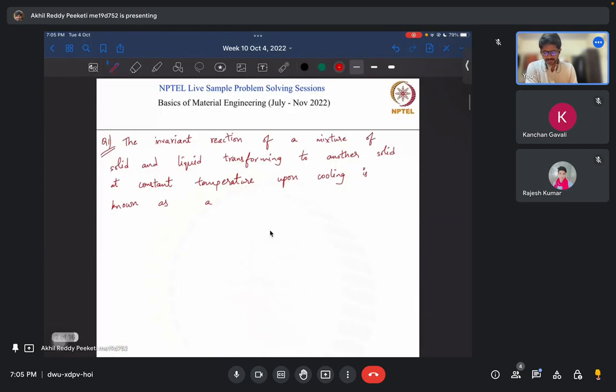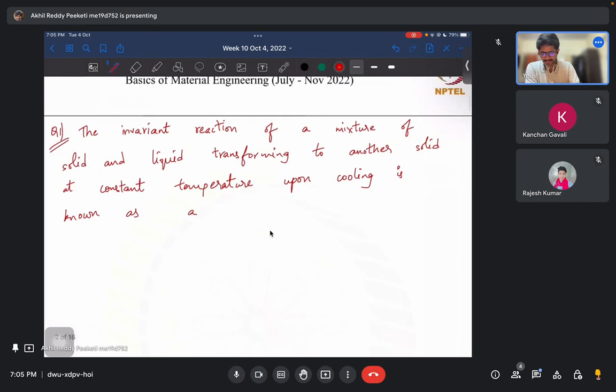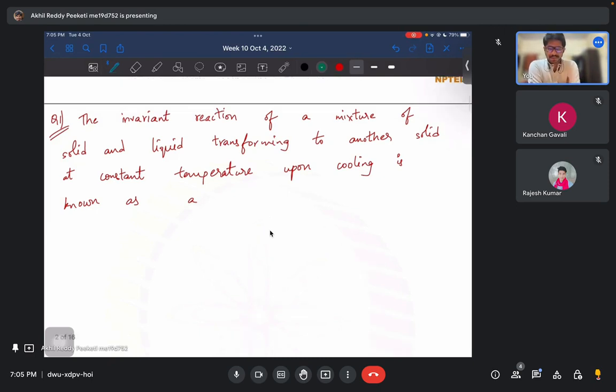Okay. So the first question is: the invariant reaction of a mixture of solid and liquid transforming to another solid at constant temperature upon cooling is known as. So can you guys think for a minute? If you know the answer, you can either unmute yourself and speak, or you can type it in the messages.